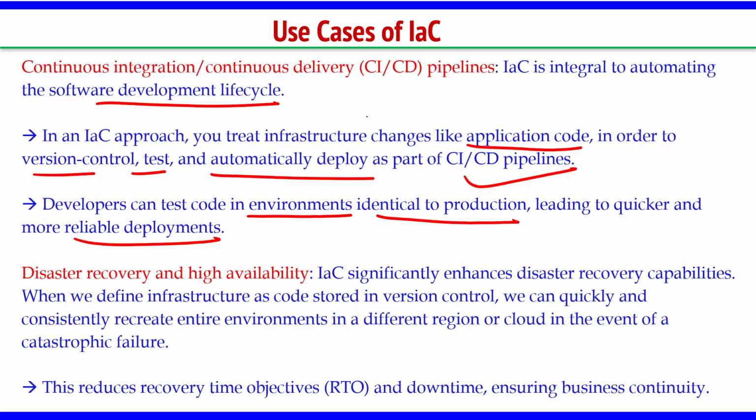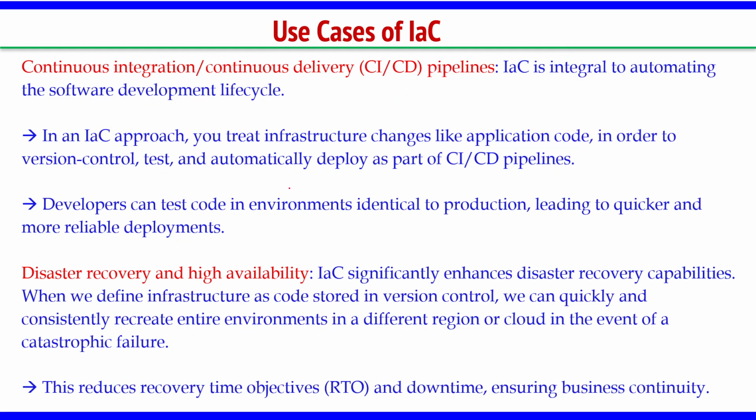So, this IaC can help me create a dummy server which looks same like the production. How did I create this server? Using IaC code, IaC script. That is one advantage using IaC. See, developers can test code in environments identical to production, leading to quicker and more reliable deployments, because why I am doing this? I am testing it. After going to production, how will it look like? That can be tested here, right.